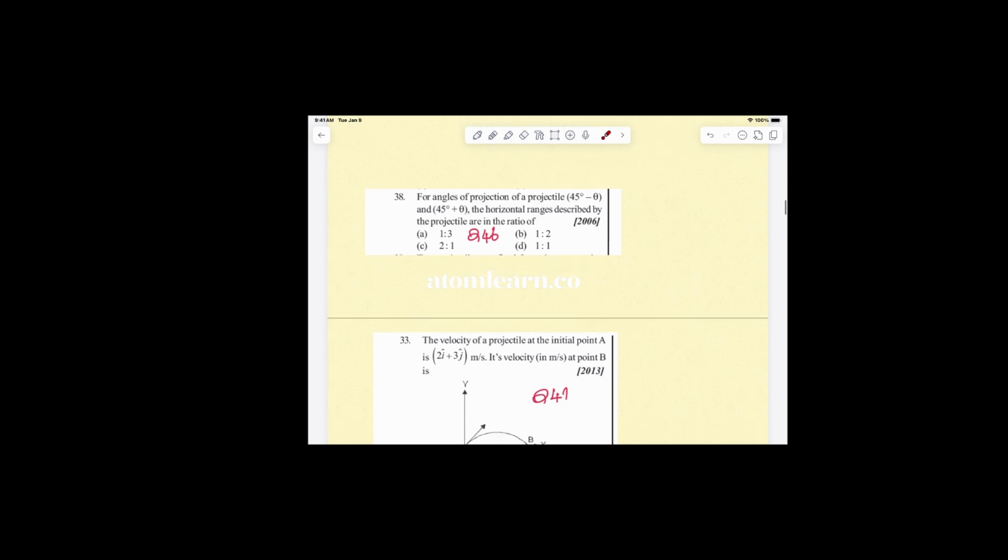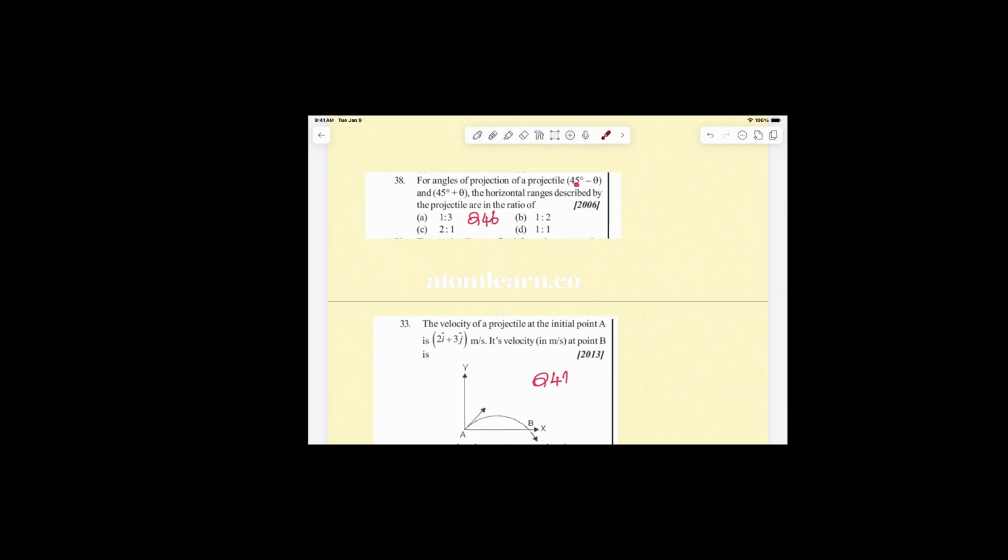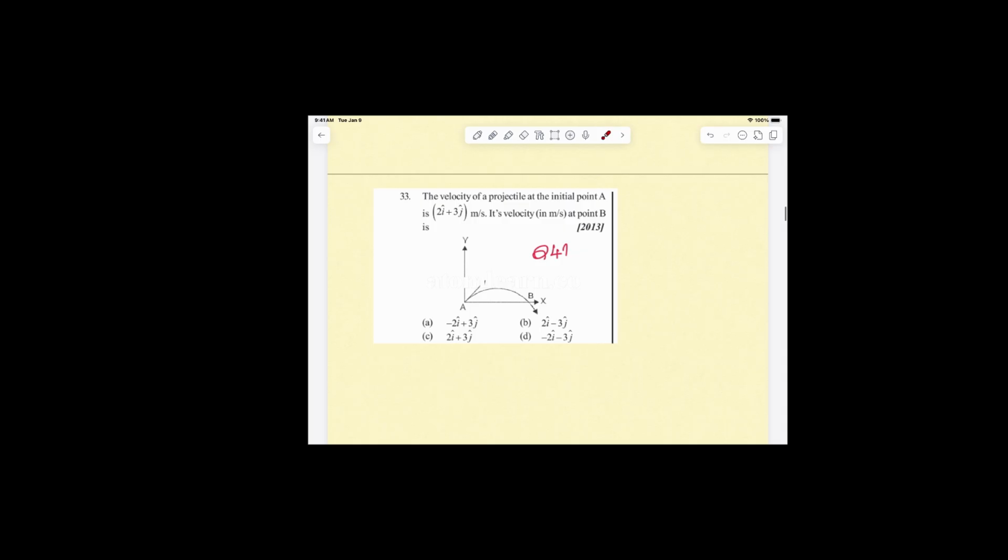Next question. Angles of projection of a projectile are 45 minus theta and 45 plus theta. That means the two angles are complementary angles, then the range will be the same. We know this for the same u value. So the horizontal range described, in the ratio, naturally the answer is 1:1 because the range will be the same. Next question.